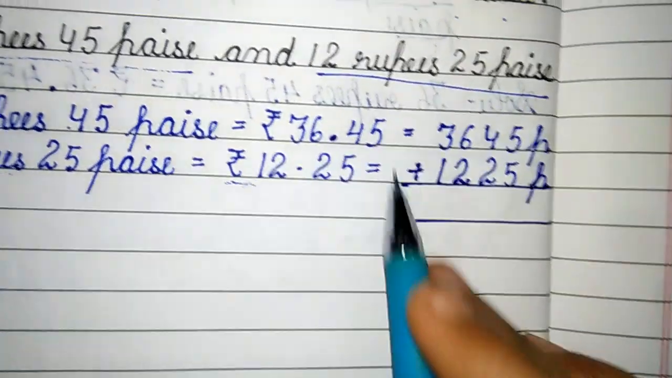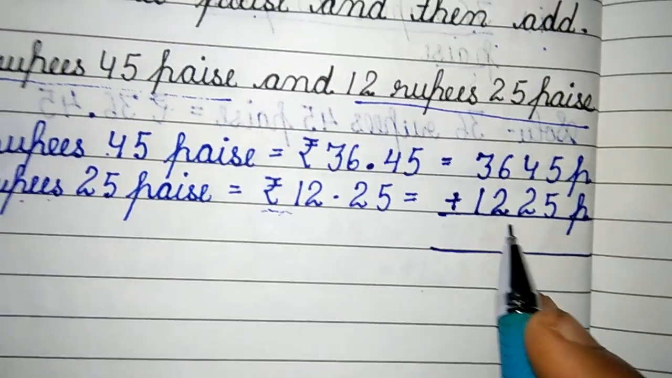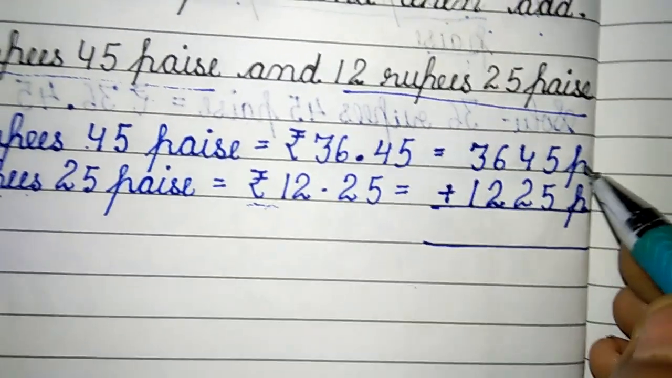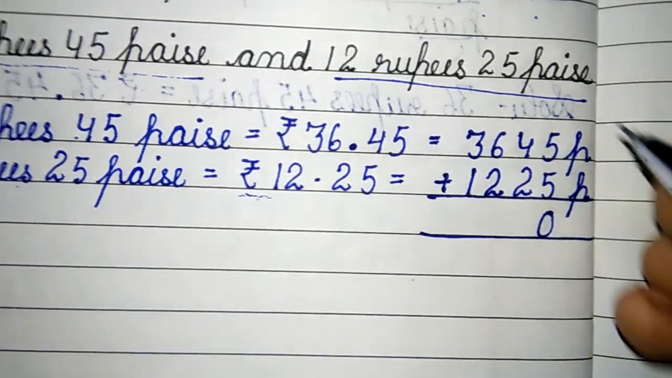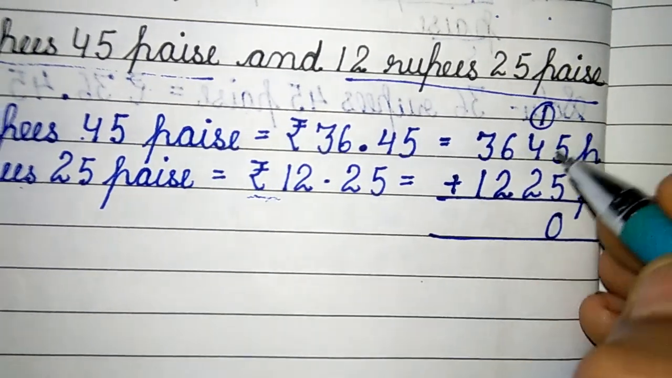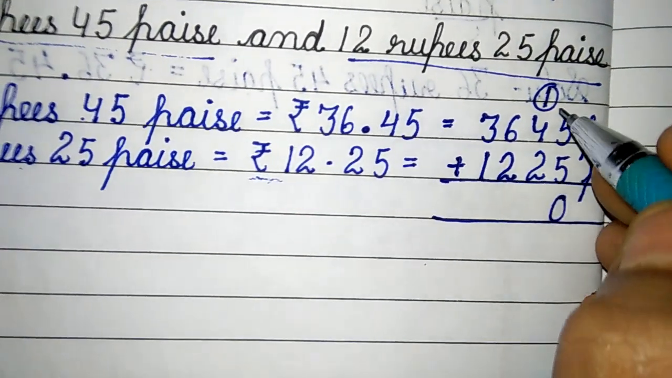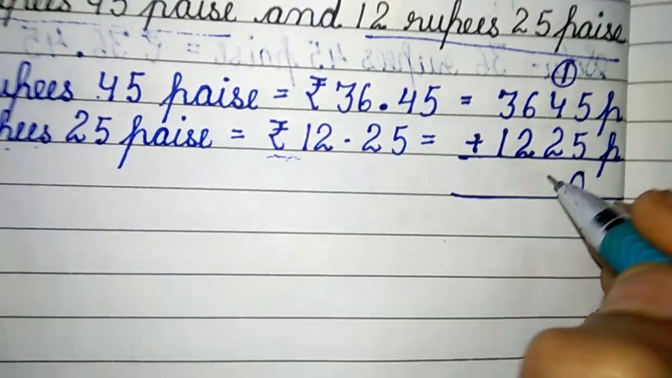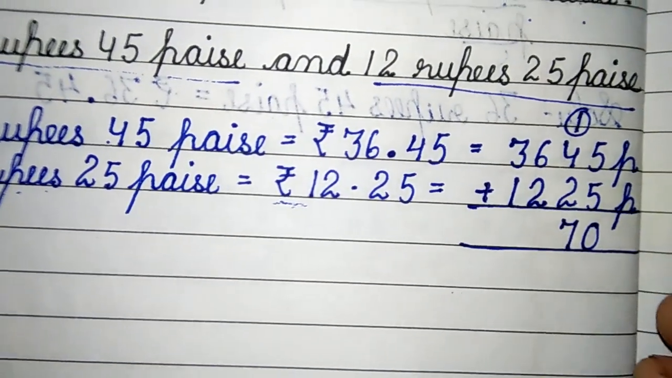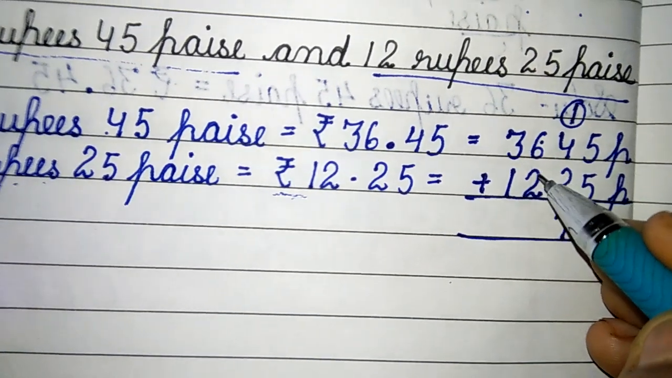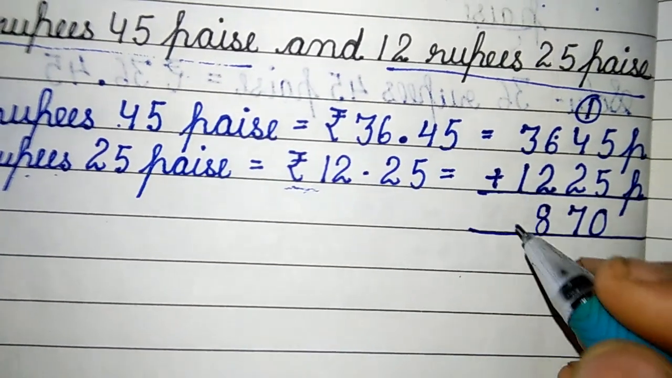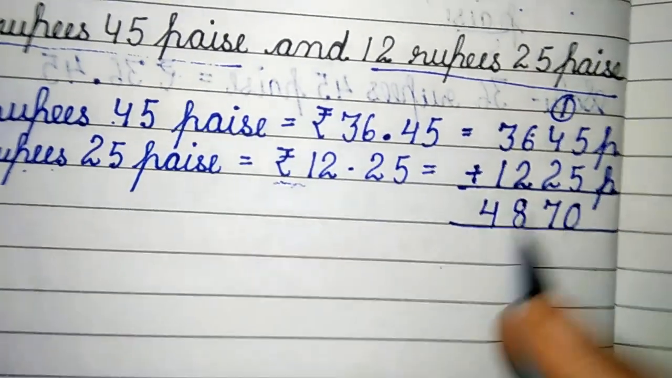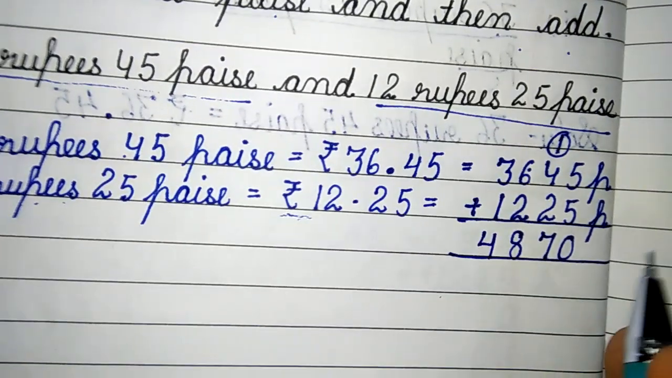Now we have to add this money. 5 plus 5, 10. 0 write down. 1 carry. 1, 4, 5. 5 plus 2, 7. Next 6 plus 2, 8. And 3 plus 1 is 4. 4870 paise.